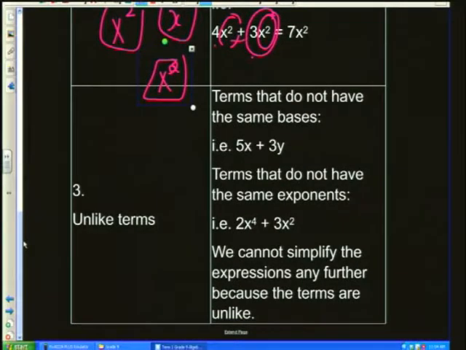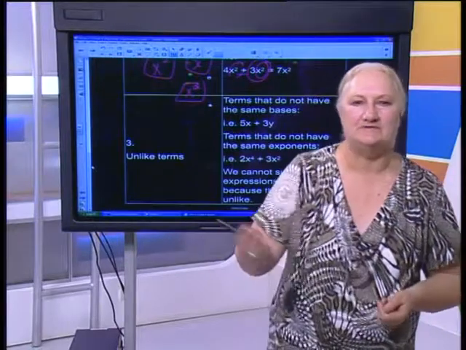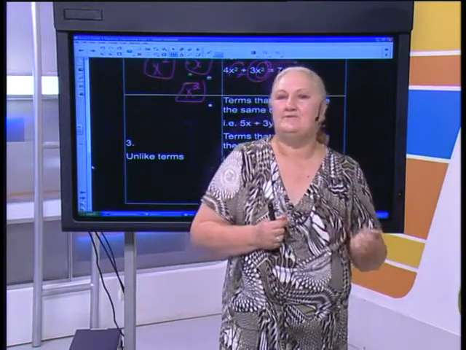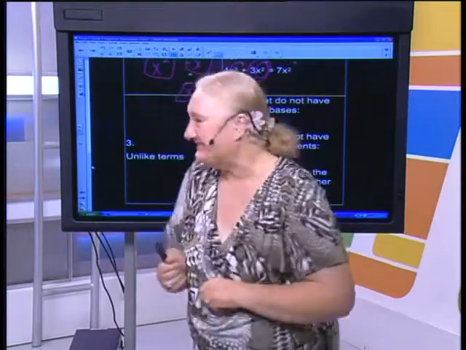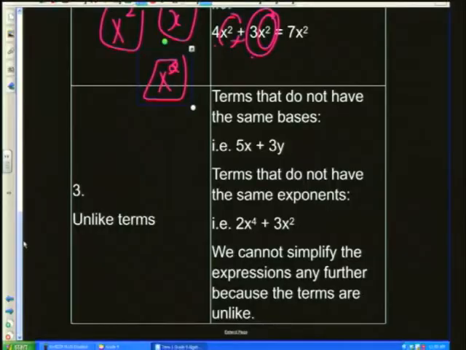So that will be like terms and we can add them up. As I said, if we have four apples and we have three apples, then we have seven apples. What if we have three green apples and we have four red apples? Are they still the same? Okay, so if they're not the same, they must be unlike terms. Terms that do not have the same basis.